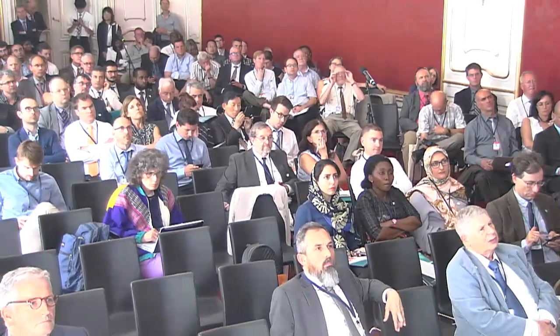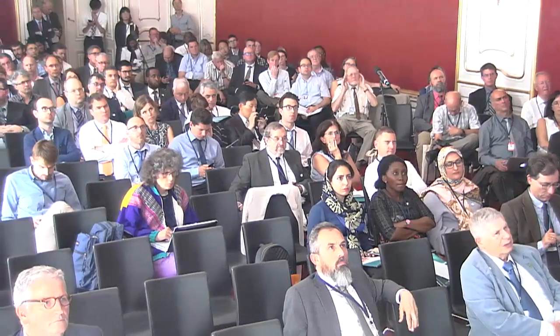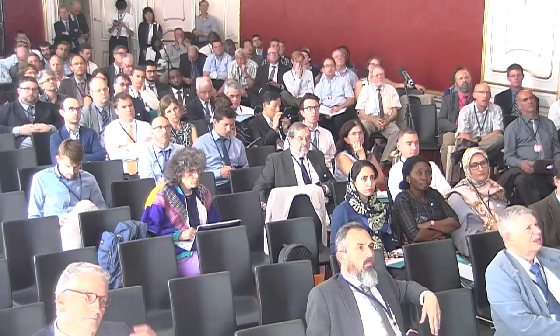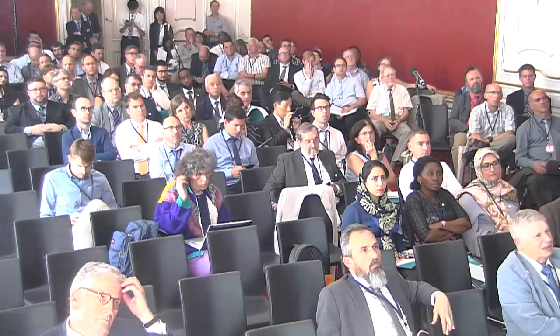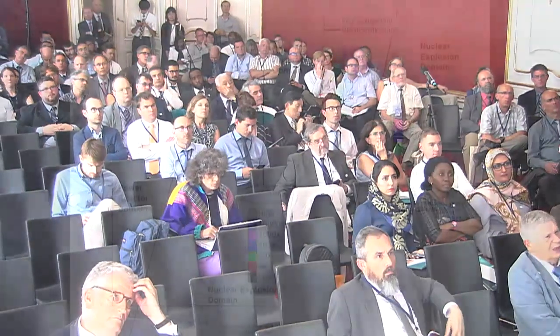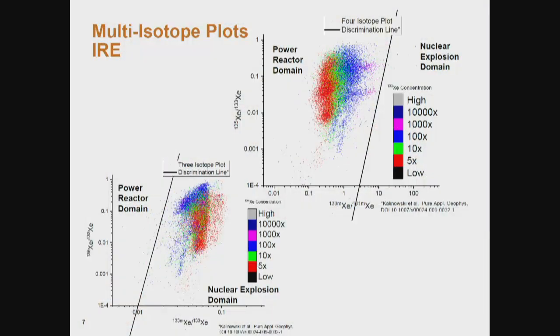I'm going to put this in terms of multi-isotope plots that we typically look at in the monitoring community. There's a lot of information here, so give me a moment to go through this. What we have on the bottom left is a 3-isotope plot, the same isotope plot that Anders showed earlier. And on the right is a 4-isotope plot. I plotted all the data points over a year and a half that we have.